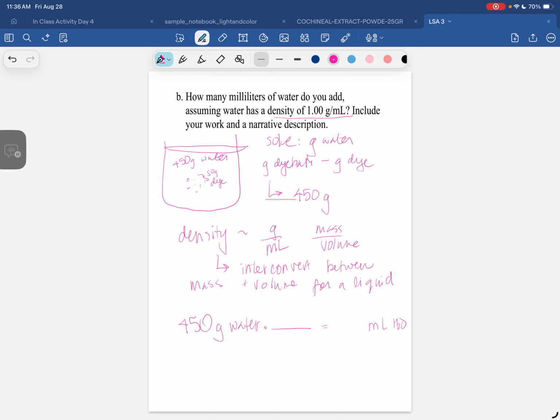So we can set up the density. We put grams on the bottom, so our grams cancel. We have mLs on the top, so our unit ends up in mLs. And our number goes with the grams because our number's on the top with grams. So we would put 1.00 down here, grams per mL. So we would essentially be dividing 450 by 1, which is going to give us 450 milliliters of water. All right, so I hope this was helpful.